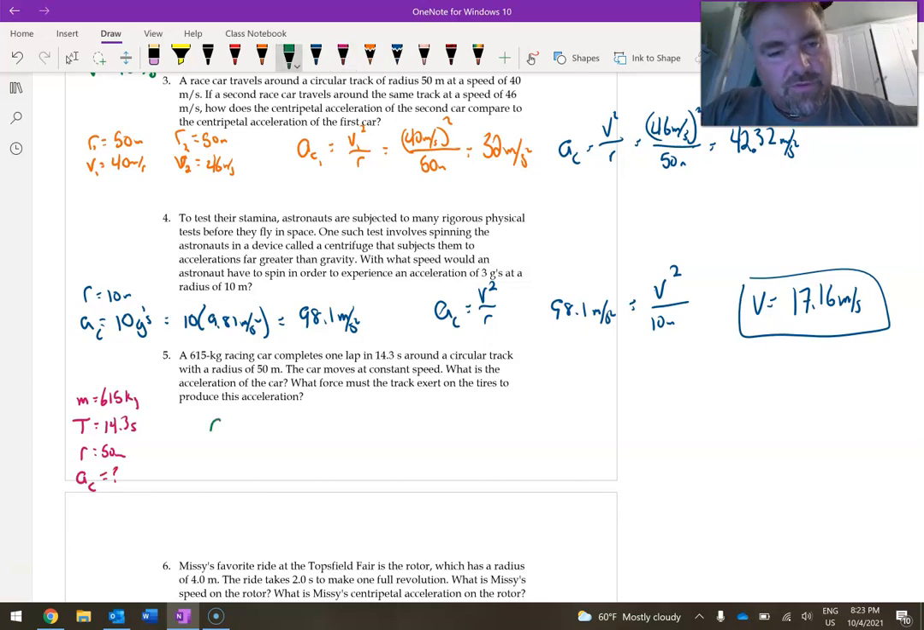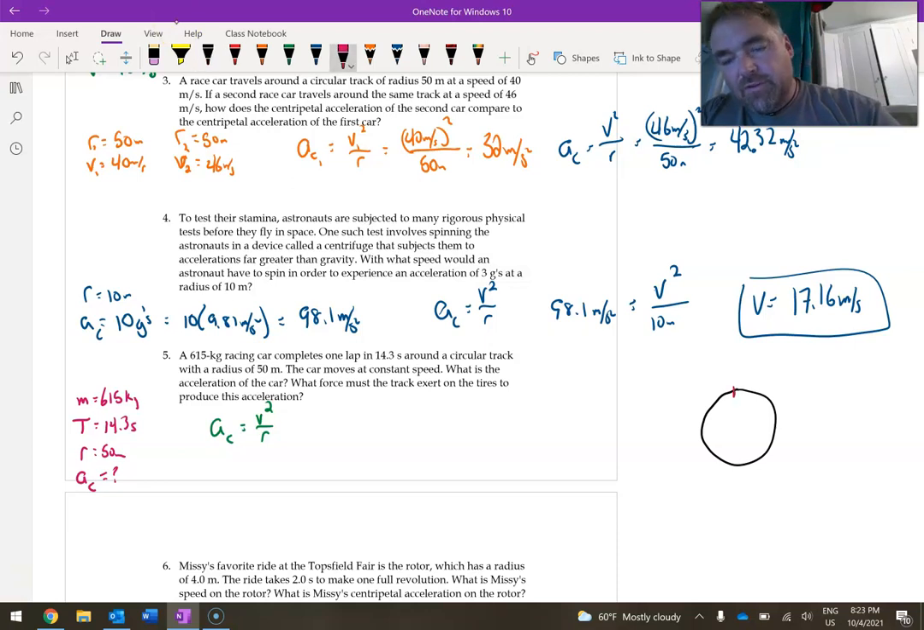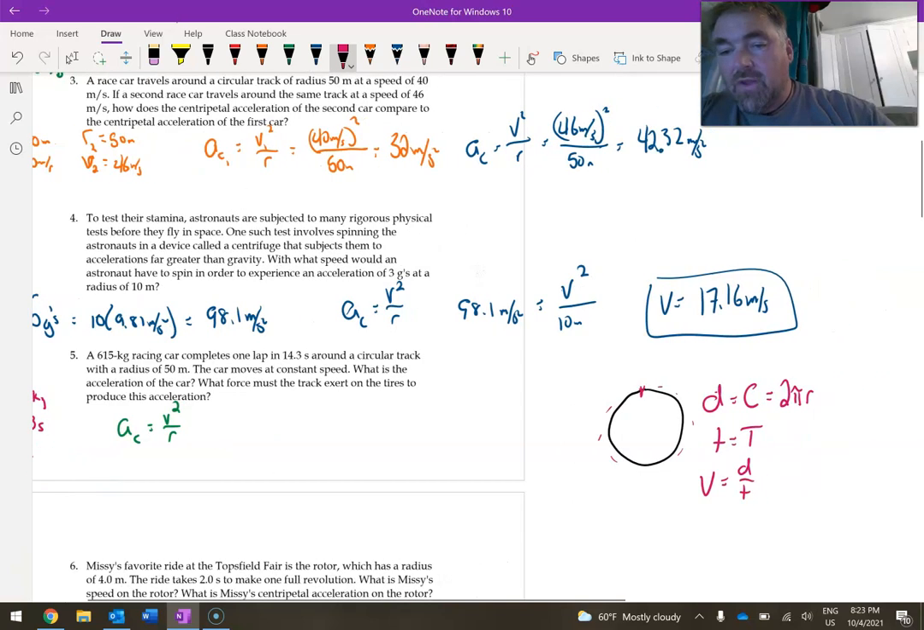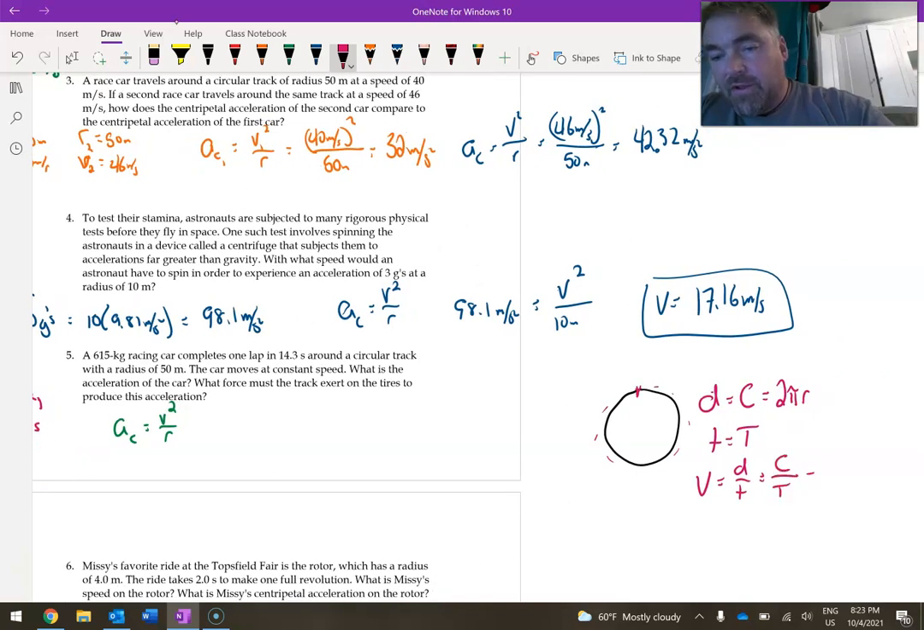So let's remember that centripetal acceleration is equal to the speed squared over the radius. But notice I am not given a speed here. But this object, and I'll draw this over here, is going around a circular path, one time around. So if I start here and go all the way around, this distance is the same thing as the circumference, which in our reference tables is equal to 2 times pi times r. We were given the time it takes to go around, which is the period, the time it takes to go around once. So I can solve for the speed by taking the distance divided by the time, or the circumference divided by the period, or 2 pi r over the period.